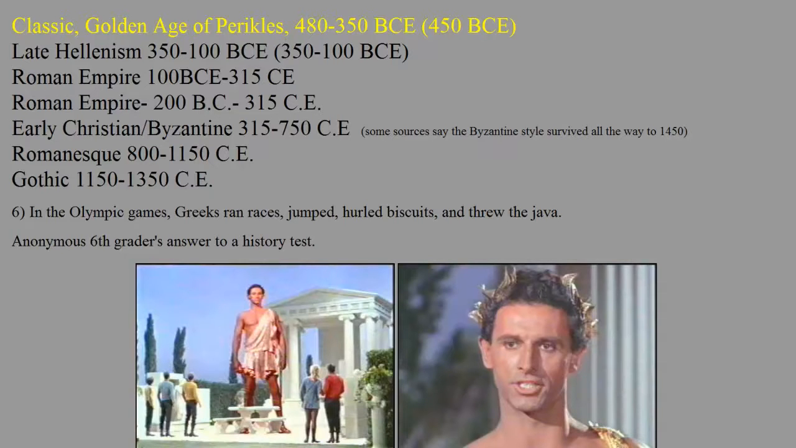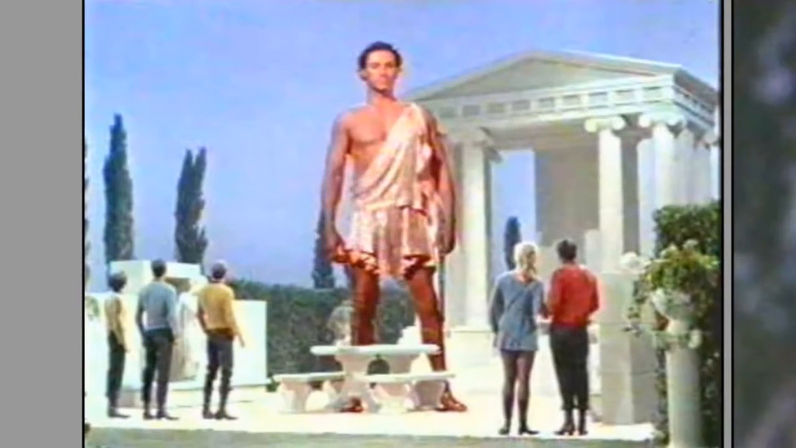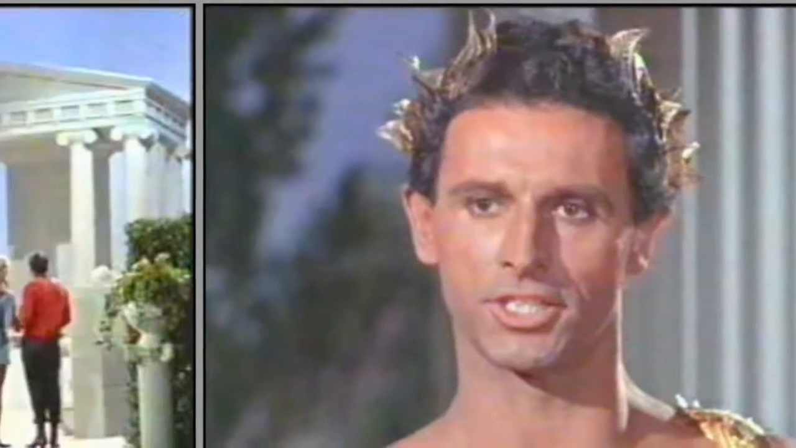When you look at, for instance, these stills from Star Trek, we have these jokes in the Olympic Games. Greeks ran races, jumped, hurled biscuits, and threw the Java. That's funny because we know what those things mean. And so this guy in a toga with a very muscular physique, with the leaves in his hair that are made out of gold, we know that somehow looks classical. The temple behind him, which is massive and white and has these columns on it, we know that that represents the Greek classic world. So immediately it's sort of an iconography or a symbology that we understand.